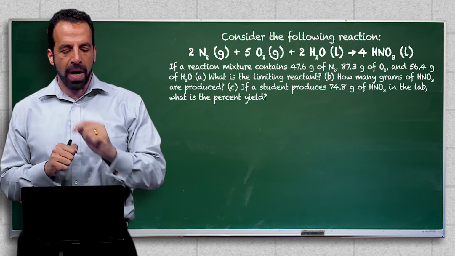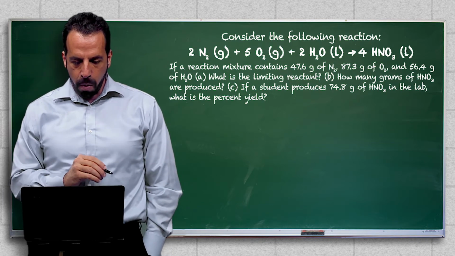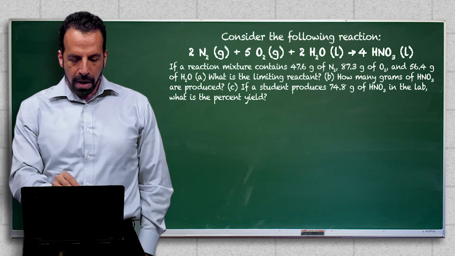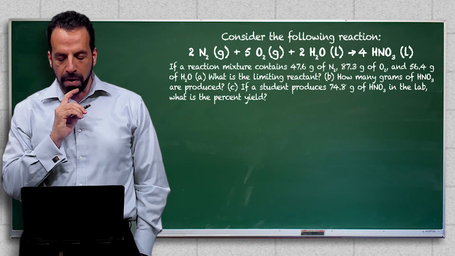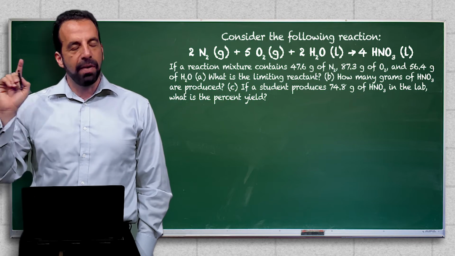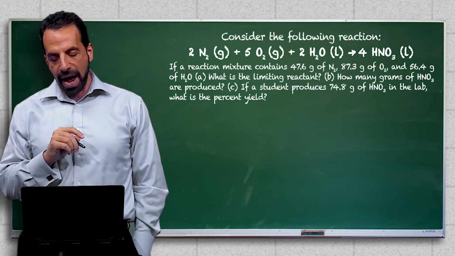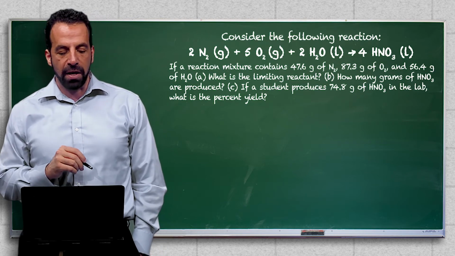So we have the reaction mixture, contains 47.6 grams of nitrogen, 87.3 grams of oxygen, and 56.4 grams of water. What is the limiting reagent? And then from that, we can figure out how many grams of nitric acid is produced. And then the last problem is we're actually going to figure out the percent yield.